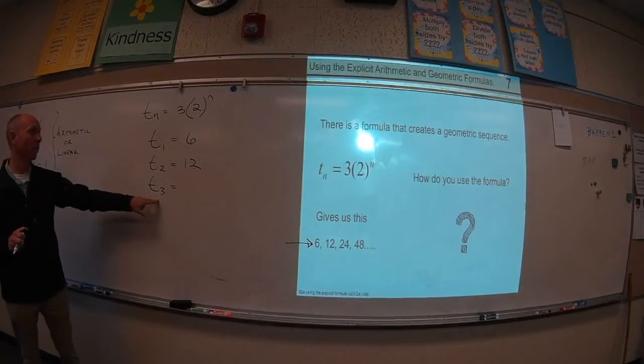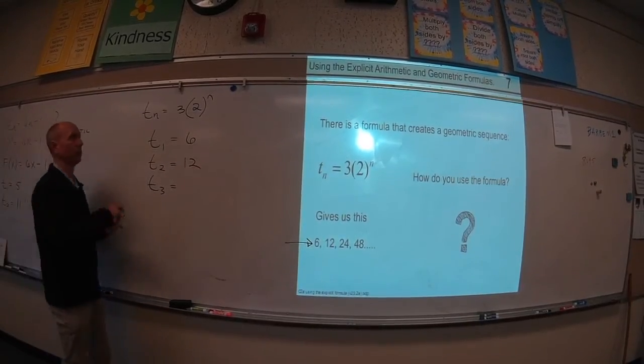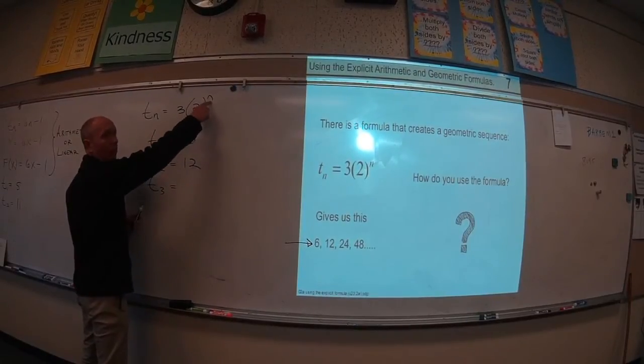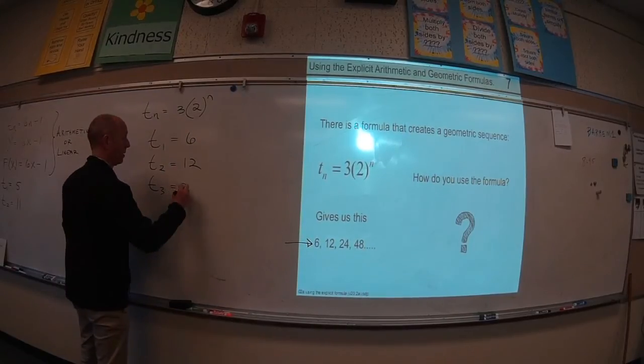Chris, evaluate it at 3. How does that work? Okay, so you do 2 to the third power, which is 8. How'd you get 8? You do 2 times 2, which is 4, and then 4 times 2, which is 8. And then 8 times 3 is 24. Okay.